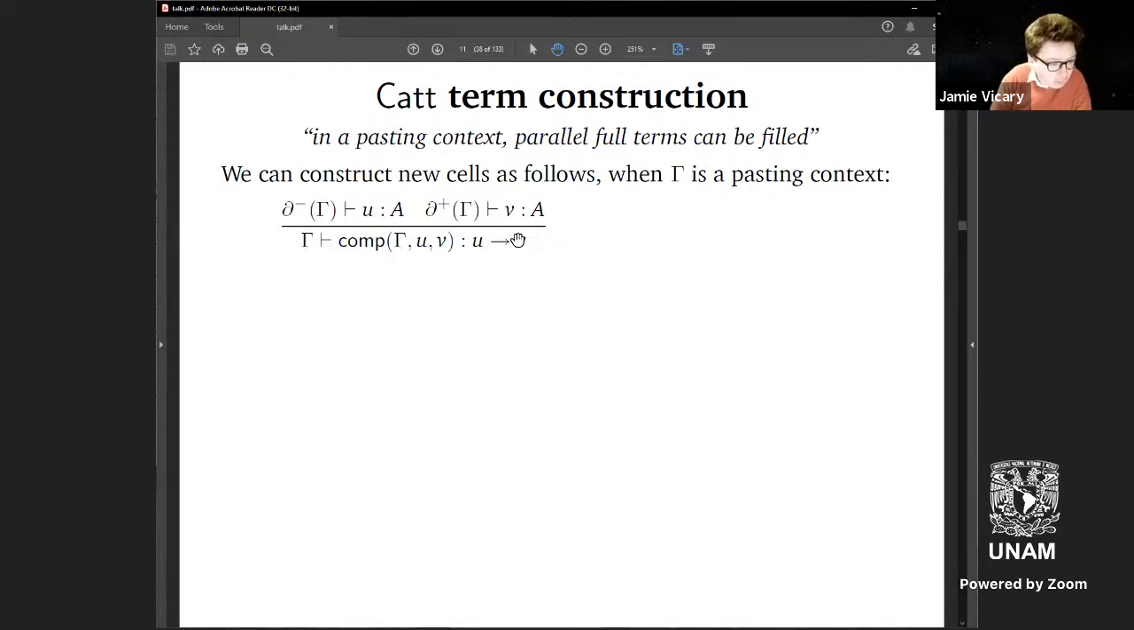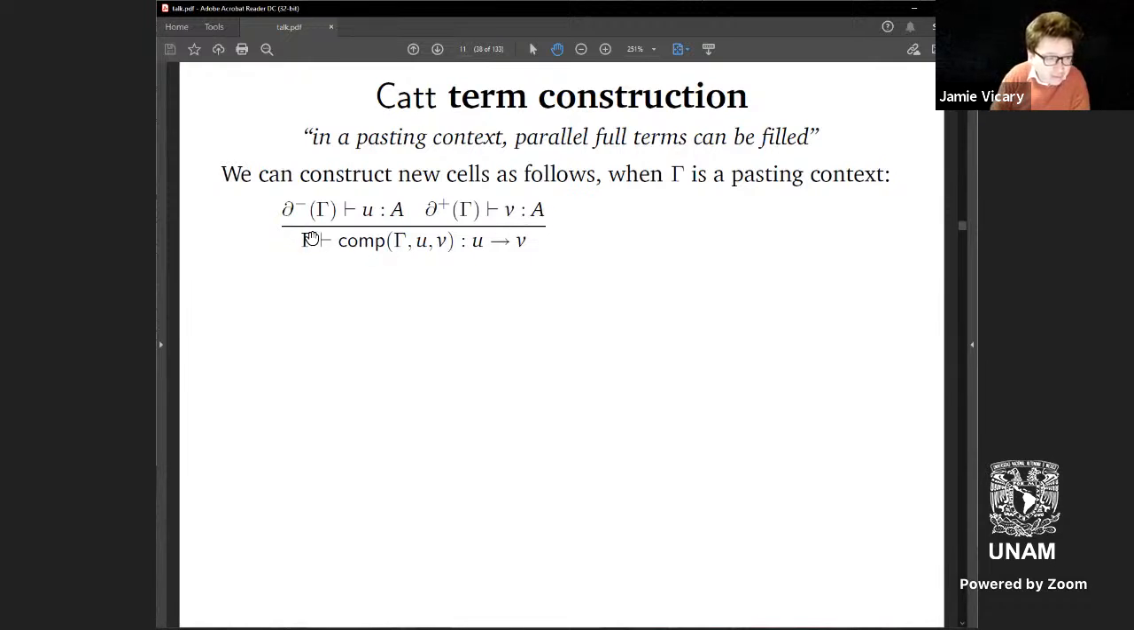So we use this law, which again is written in type theory notation, which looks a bit off-putting, but it's very, very simple. We'll see how simple it is. And it says this: suppose we've got some pasting context gamma. Then suppose in the lower boundary, we've got a term of some type. And suppose also in the upper boundary, there's some other term of the same type.